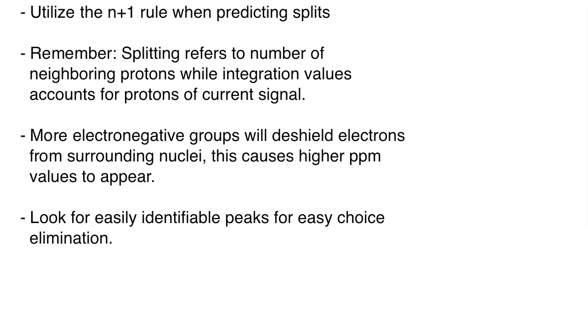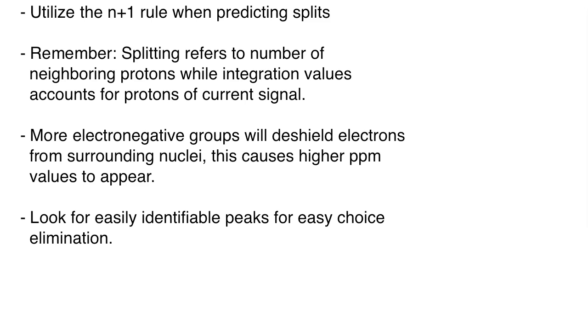Then we have this note here. More electronegative groups will deshield electrons from the surrounding nuclei, and because of this, those nuclei are more exposed to the magnetic field, so this will cause higher ppm values to appear. That's what we were just talking about at the end of the last point there.